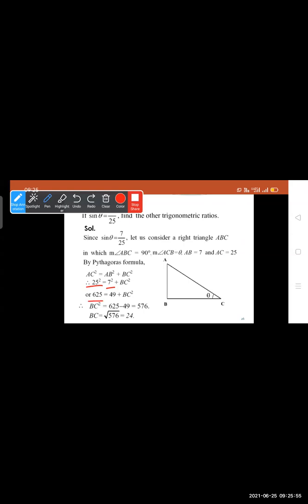25 square is 625 and 7 square is 49. Okay. Then we take BC square on the left side and 625 minus 49, that is equal to 576. So 576 is a perfect square, and its square root is 24. So from this we get BC is equal to 24, AC is given and AB is given, that is 7. Okay. So simple. From the given data, we find the base, that is BC. Then if we get all the sides, we can easily find all the trigonometric ratios. So one by one. Okay.